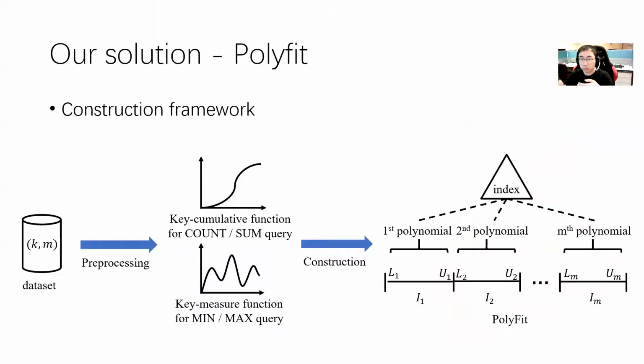To solve the problem, we propose our index framework called PolyFit. Here we show its construction framework. We first divide the desired query type into two: count and sum, or min and max. For the former, we generate the key cumulative function curve. For the latter, we use a key measure curve, which is just a continuous version of the original key value pairs. Then we use polynomial functions to approximate this curve, and finally organize the generated polynomial functions by a general index structure like a B plus tree.